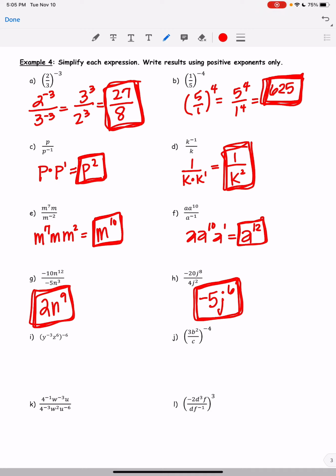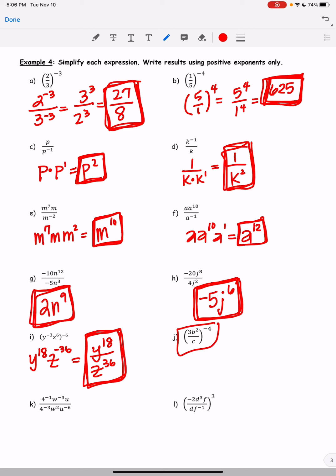On I, use your power of a product rule and distribute that exponent to everything. So I got y to the 18th, negative 3 times negative 6, and then z, 6 times negative 6 to get negative 36. We have not written that with positive exponents, so my final answer is going to be y to the 18th over z to the 36th. Okay, and again, I'm not subtracting those because those have different bases.